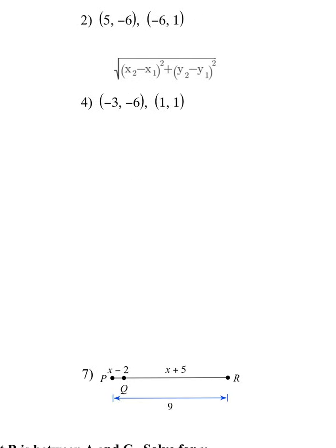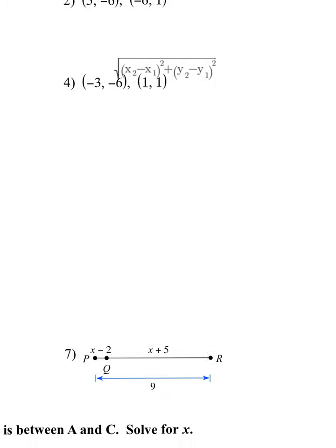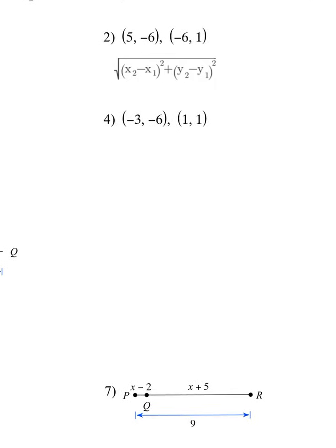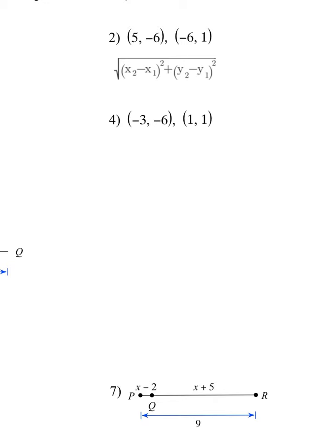All right, we're going to look at our last distance problem. I'm going to start by labeling. I have x1, y1, x2, and y2. My x1 is negative 3, and it's going to go here in my formula. My y1 is negative 6. It's going to go here. My x2 is 1, and it's going to go here. And my y2 is 1, and it is going to go here. And now I'm going to start plugging these values in.